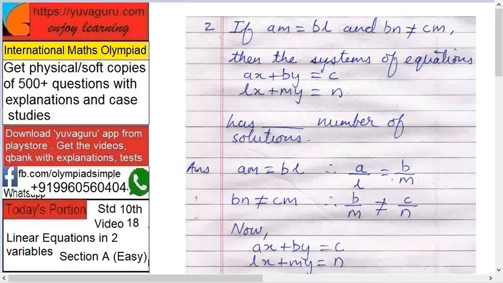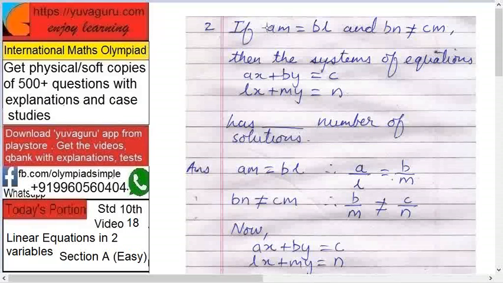Now important part, if any two set of lines has to have a solution, means forget one solution, two solutions, a solution, then the ratios of coefficients of x should be equal to ratios of coefficients of y and should be equal to the constants, right? That is the basic condition.